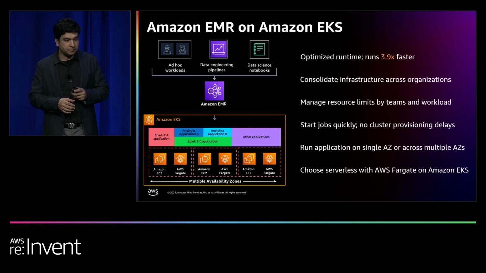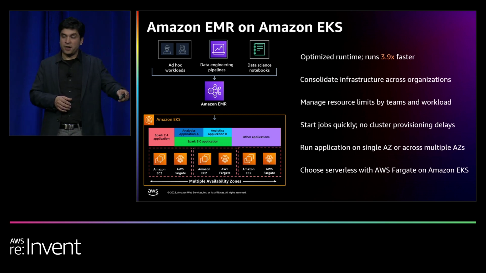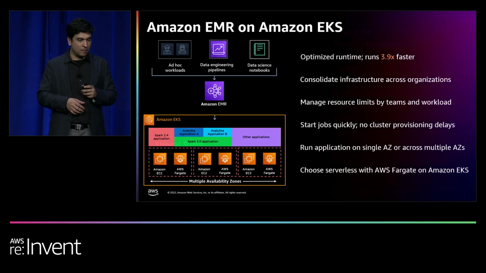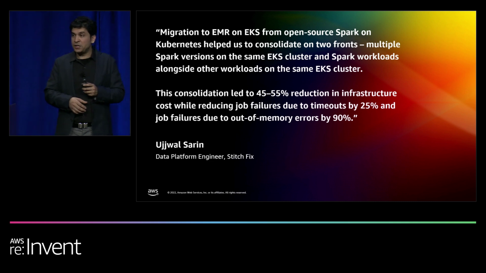multiple AZs. And then finally, you have the serverless option with EMR and EKS if you choose AWS Fargate as the underlying layer, instead of EC2 instances. This is a quote from a customer, Stitch Fix. They use EMR and EKS at scale, and they have migrated from EMR and EKS to open source Spark on Kubernetes. On two fronts, it helped them consolidate.